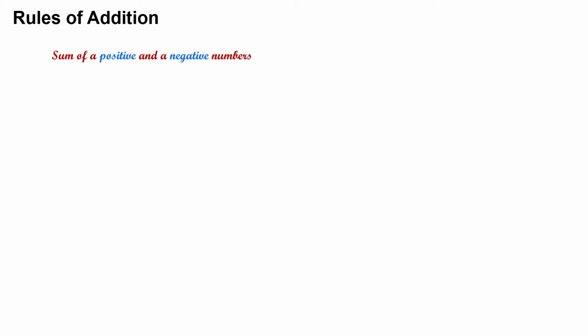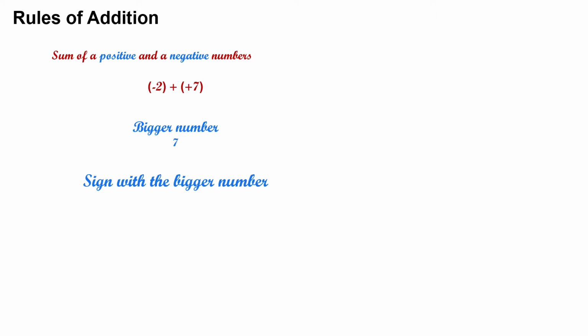If one number is a positive number and the other one is a negative number, let's take an example of -2 and +7. Now, what you need to do is look at the bigger number. Irrespective of the sign, which number is the biggest? That is 7. And what is the sign with that number? We have a positive sign. So the resultant answer will be a positive number, that is +5.